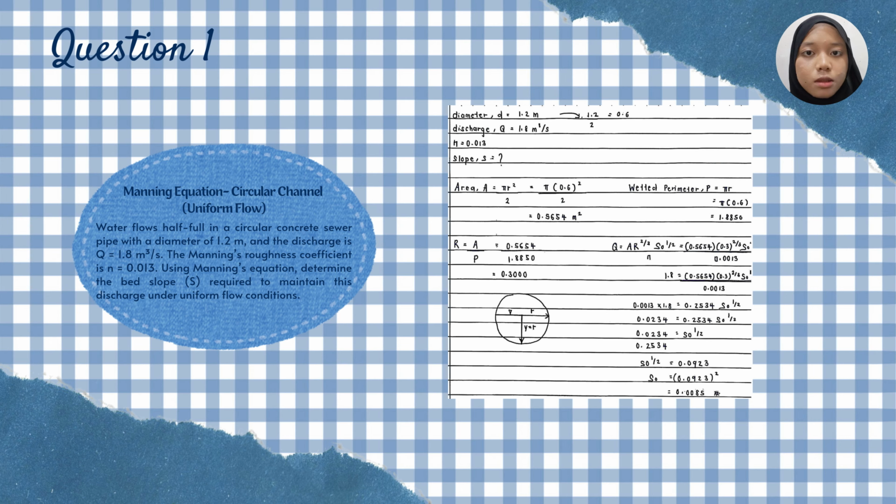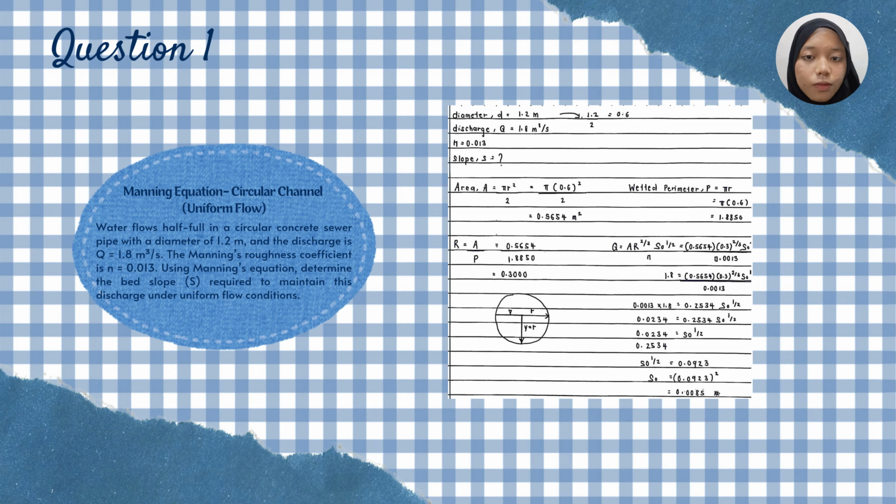Okay, so for this question, we are asked to find the slope S of the pipe. We are given the diameter equals 1.2 meter, discharge equals 1.8 m³ per s, and our Manning's n equals 0.013. First, we need to find the radius, which is half of the diameter. So 1.2 over 2 equals 0.6 meter.